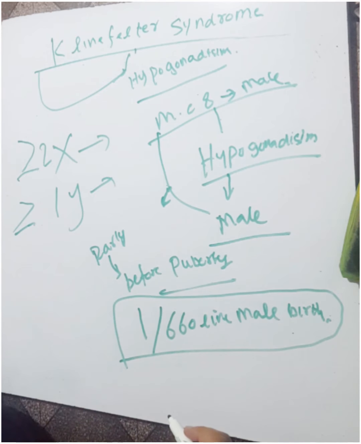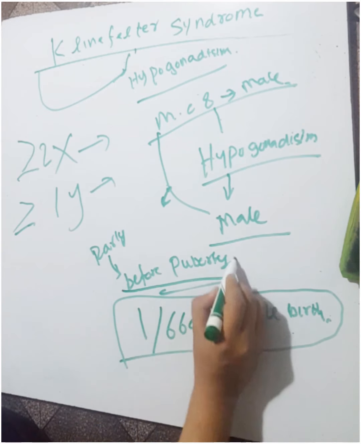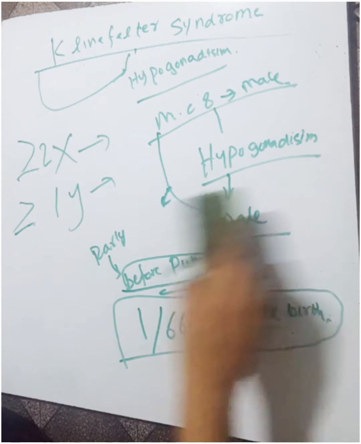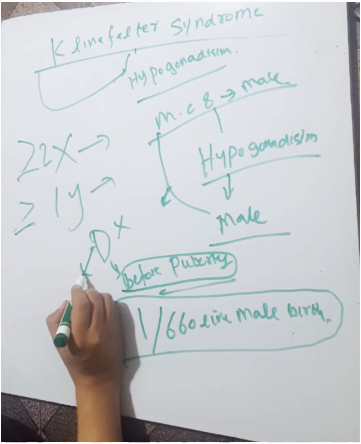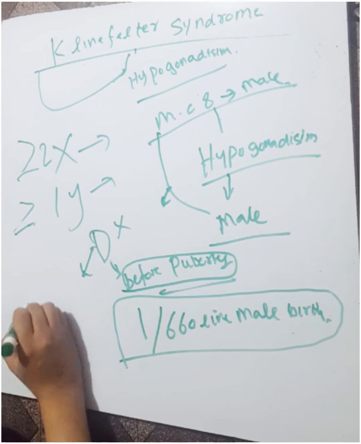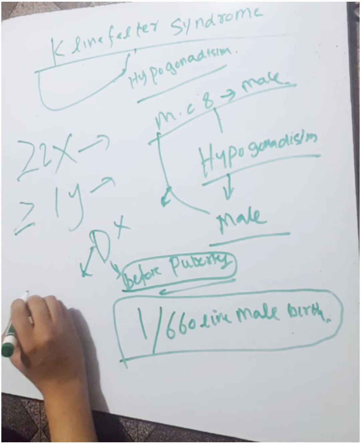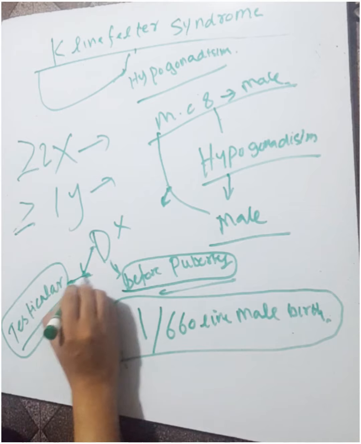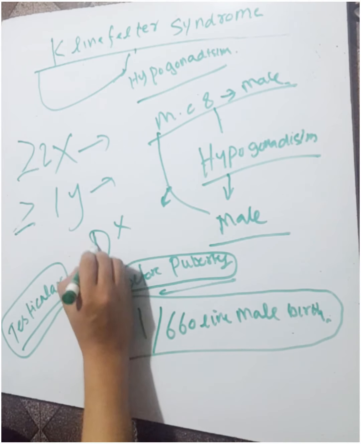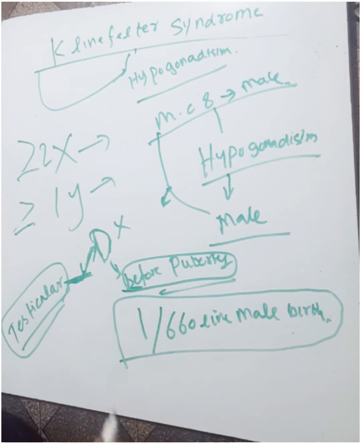At the time of puberty they are diagnosed because there is testicular abnormality. Before puberty, testicular abnormalities are not developed, so the syndrome is not diagnosed. At the time of puberty, testicular abnormalities appear that lead to the diagnosis of Klinefelter syndrome.